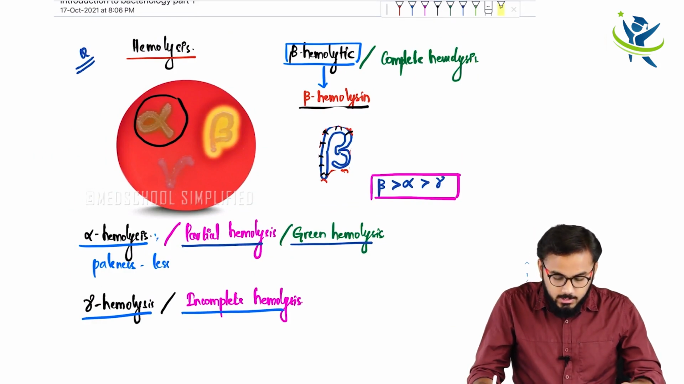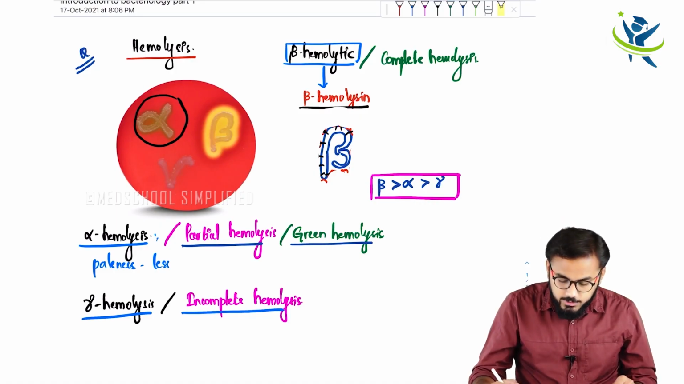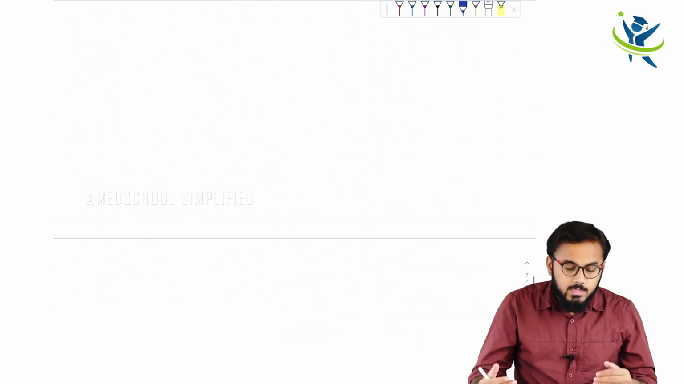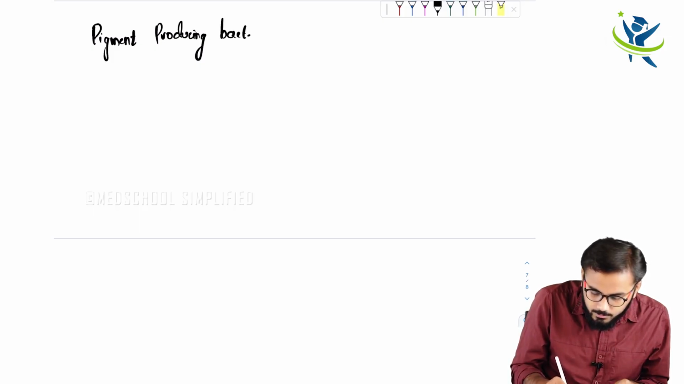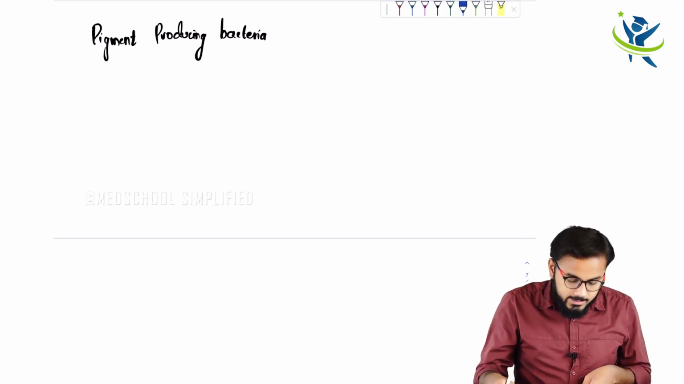Okay. Next, switching on to the next part in the introduction of bacteriology, we should discuss what are the different types of bacteria which produce pigment. So, can I put a heading as pigment producing bacteria? When you look at the pigment producing bacteria, guys, what are the different types of pigment producing bacteria which you have?